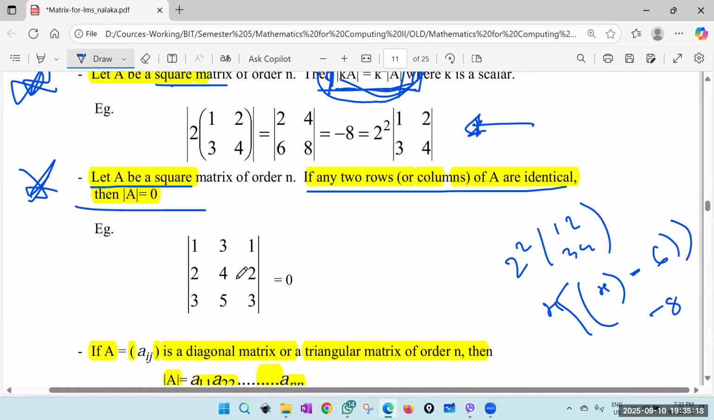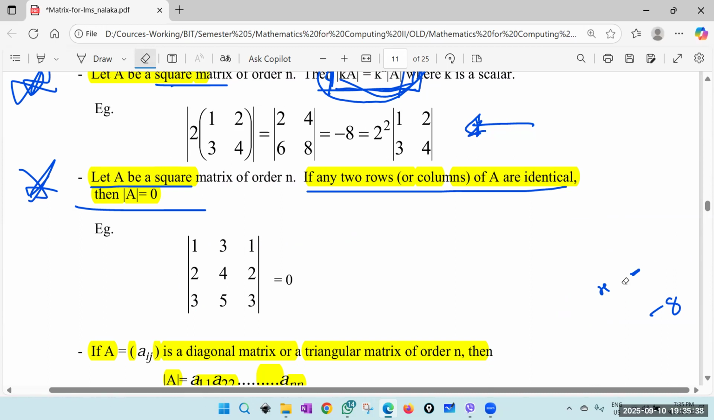For example, in this one, you can see the first column is 1, 2, 3, and the third column is 1, 2, 3. Then you don't need to calculate. You can straight away say its determinant is zero. If you calculate, you will get zero. If you calculate again, you will get zero. Otherwise you calculate, but if you know the properties, you don't calculate because you know your subject.